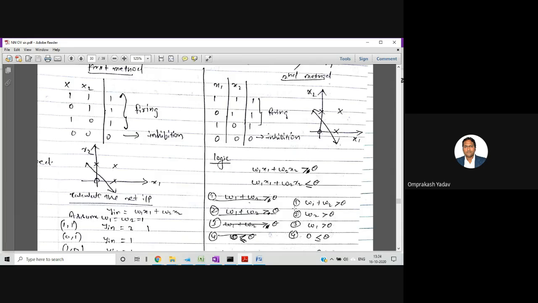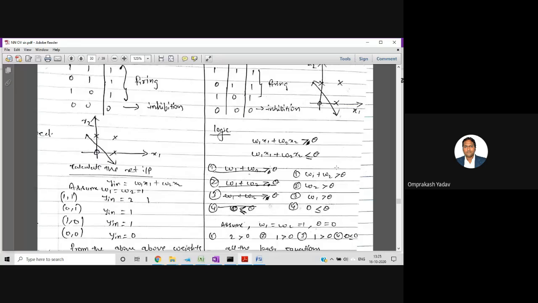And then you can first form all the four equations. The first equation will be W1 plus W2 greater than theta. For the second, x1 is 0, so only W2 we will get, so this will become W2 greater than theta. Then the third pair is 1 0. Let's substitute 1 0, so the second part will be 0, and W1 is greater than theta, right? And the last one is 0 0, which is the inhibitory condition, so we'll substitute in the second equation. So 0 is less than or equal to theta. So we got these four equations.